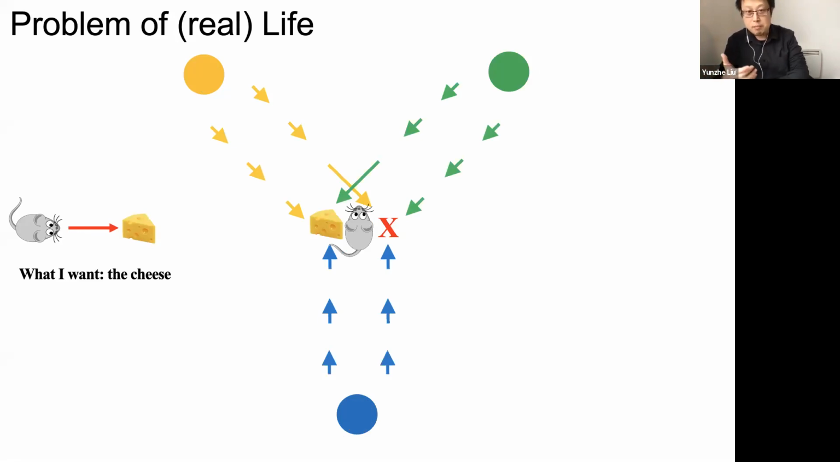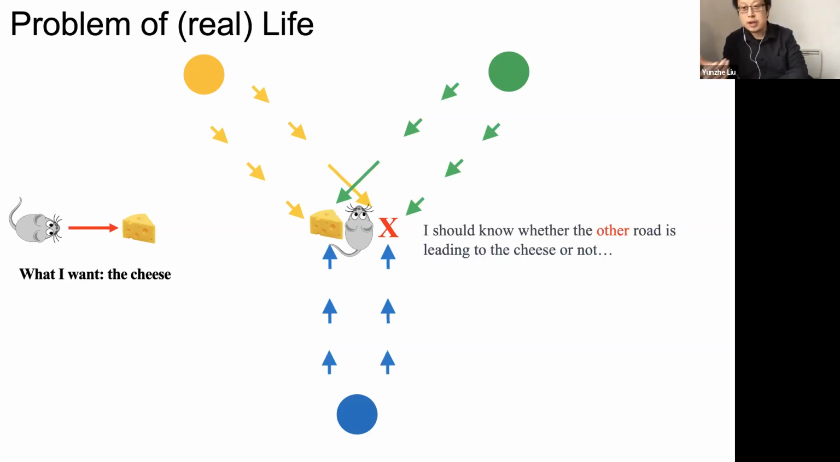However, if you want to be more efficient, you should also know what you should do when you are put in the yellow or the green location, right? That's saying I should know whether the other road is also leading to the cheese or not. And this does create a problem, right? Because the state and action and then the outcome are separated by both time and space. And this is a well-known problem called credit assignment in reinforcement learning.